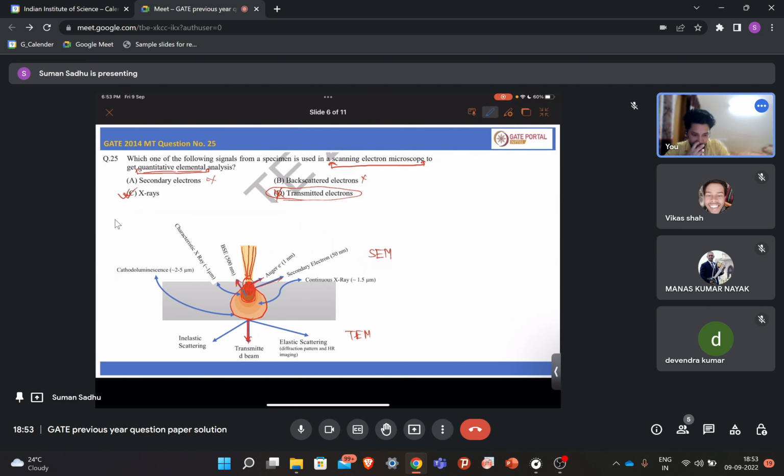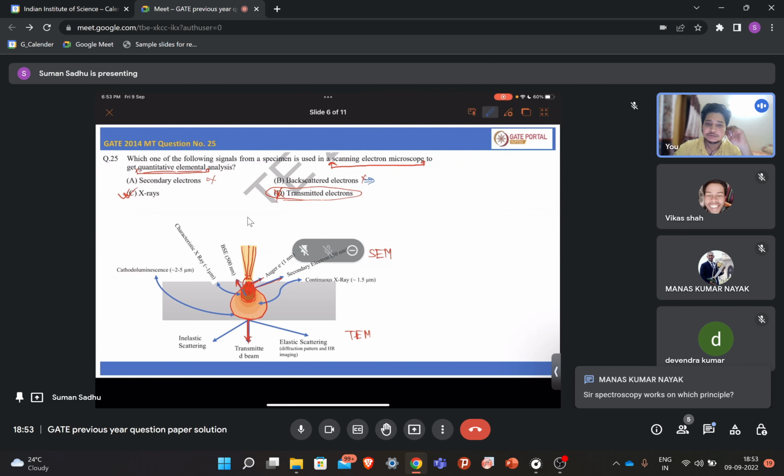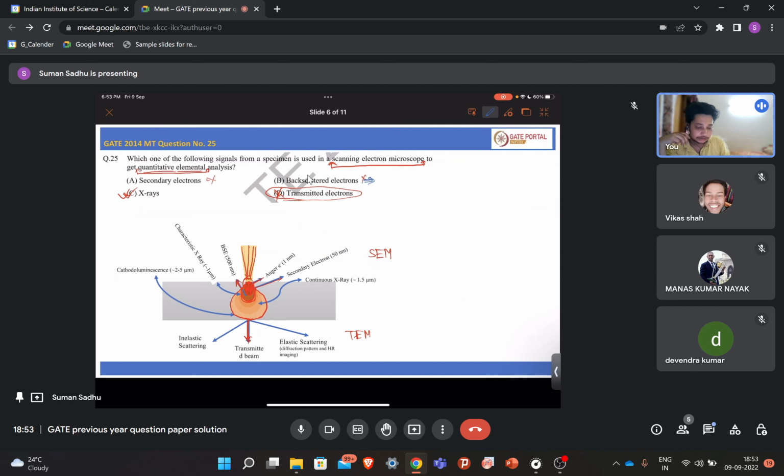Okay, just for a revision, what will the backscatter electron give you an idea about? Okay, spectroscopy works on which principle? I'm coming to this answer first. But just for revision, let me know what data you will get from the BSE electron. What kind of contrast? Which element is present. Yes, which element is present. So that means you will get Z contrast. That means which element.